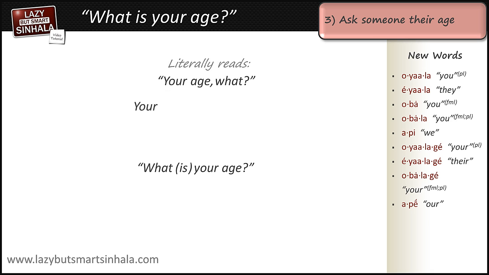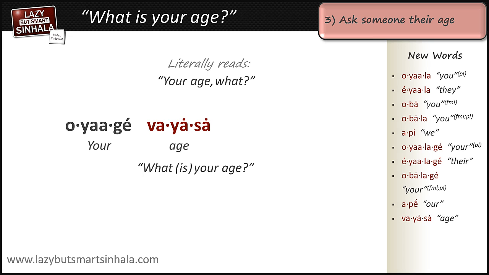You already know that "your" is oyage. However, the word for age is something you don't know yet. This word is vayasa. Now pay attention as this is important. You would think that like before, to complete this sentence, we just add the word for what, which is mokakda, to ask, oyage vayasa mokakda.